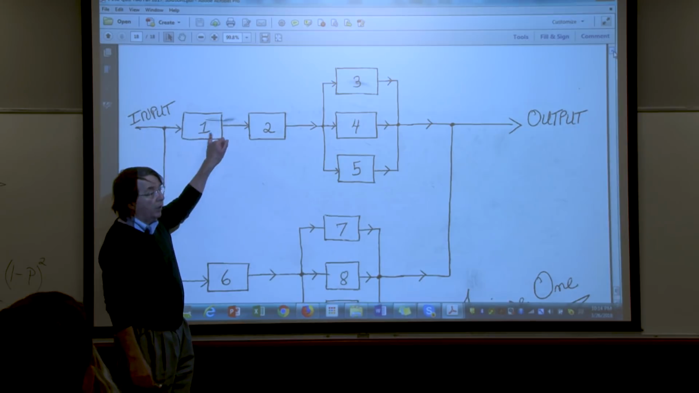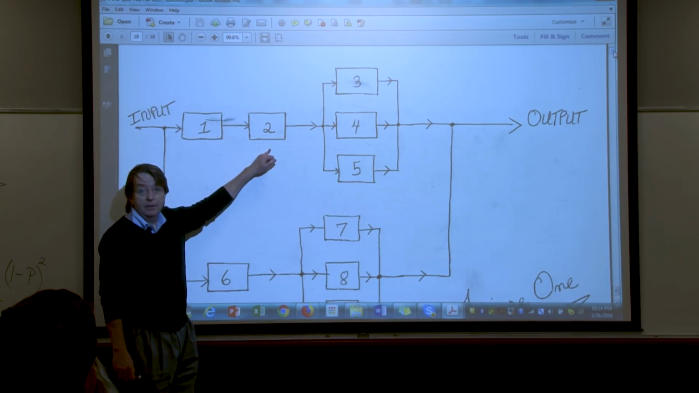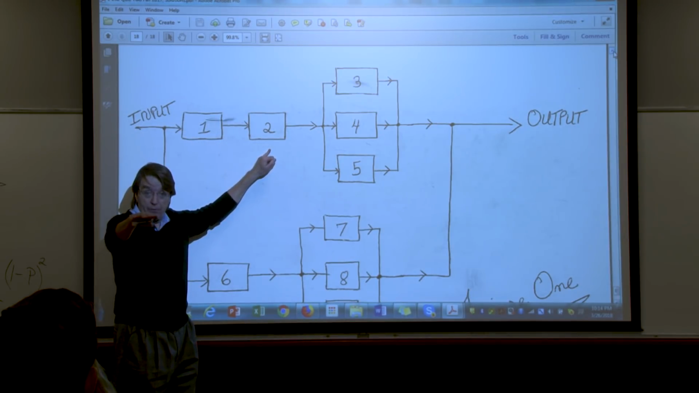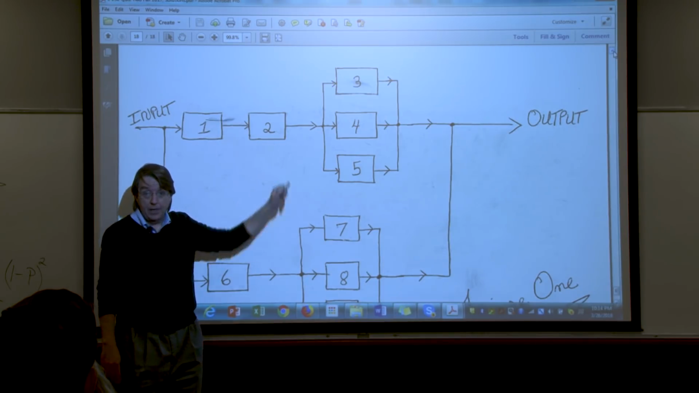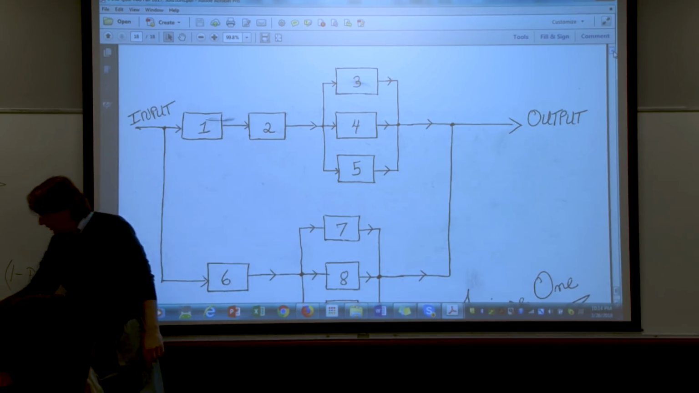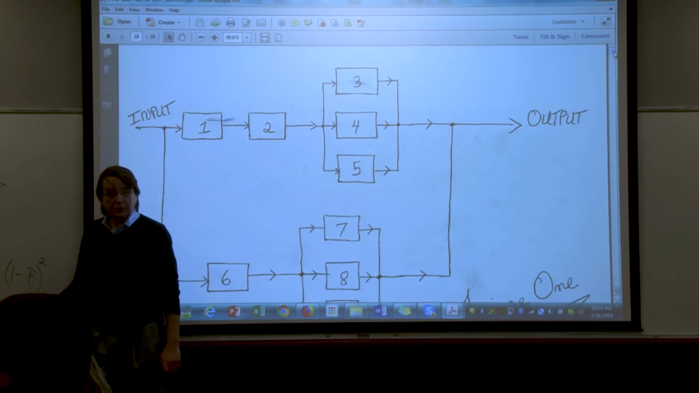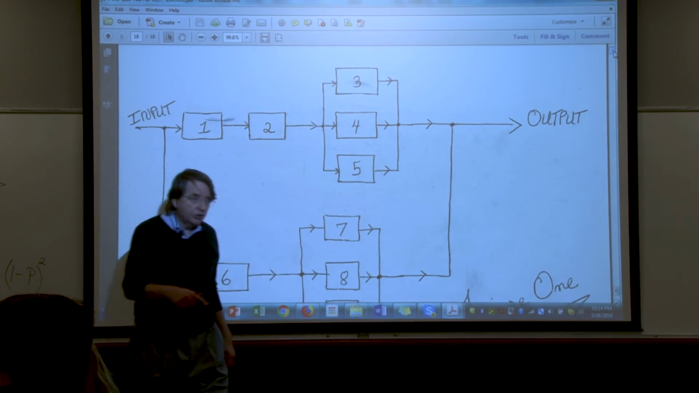What's the probability of 1 and 2 working? P and P. What's the probability of the whole upper path working? P times P, that whole quantity times 1 minus the quantity 1 minus P squared. I have all this written down. Kristen, am I doing okay?